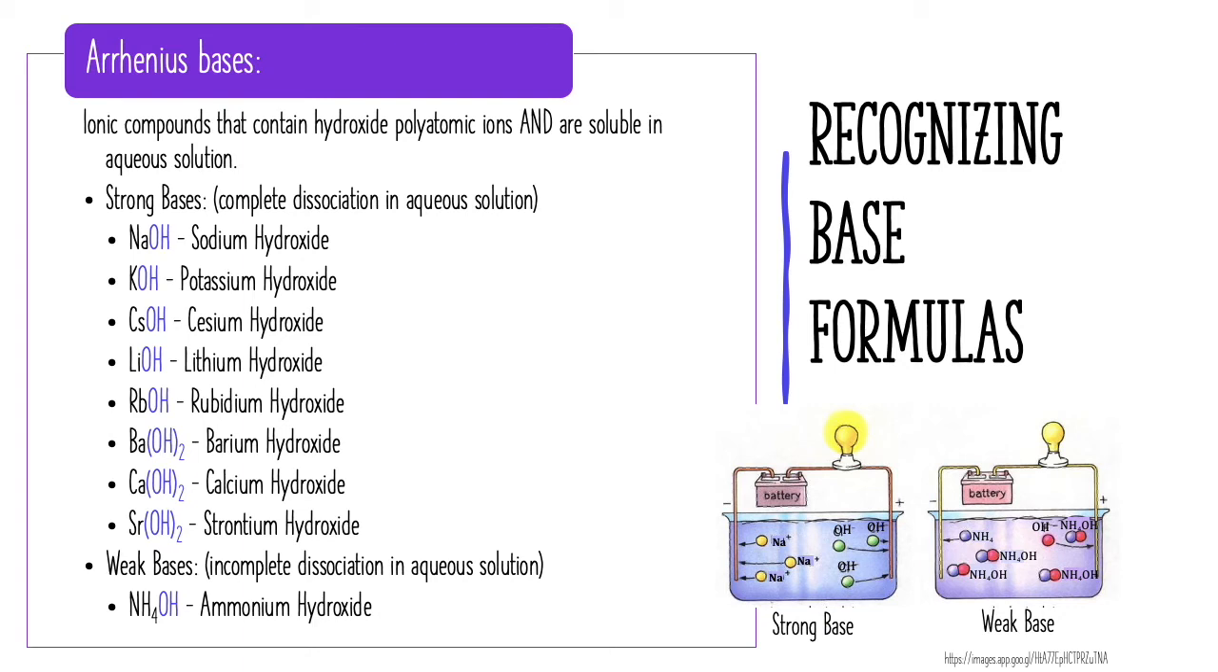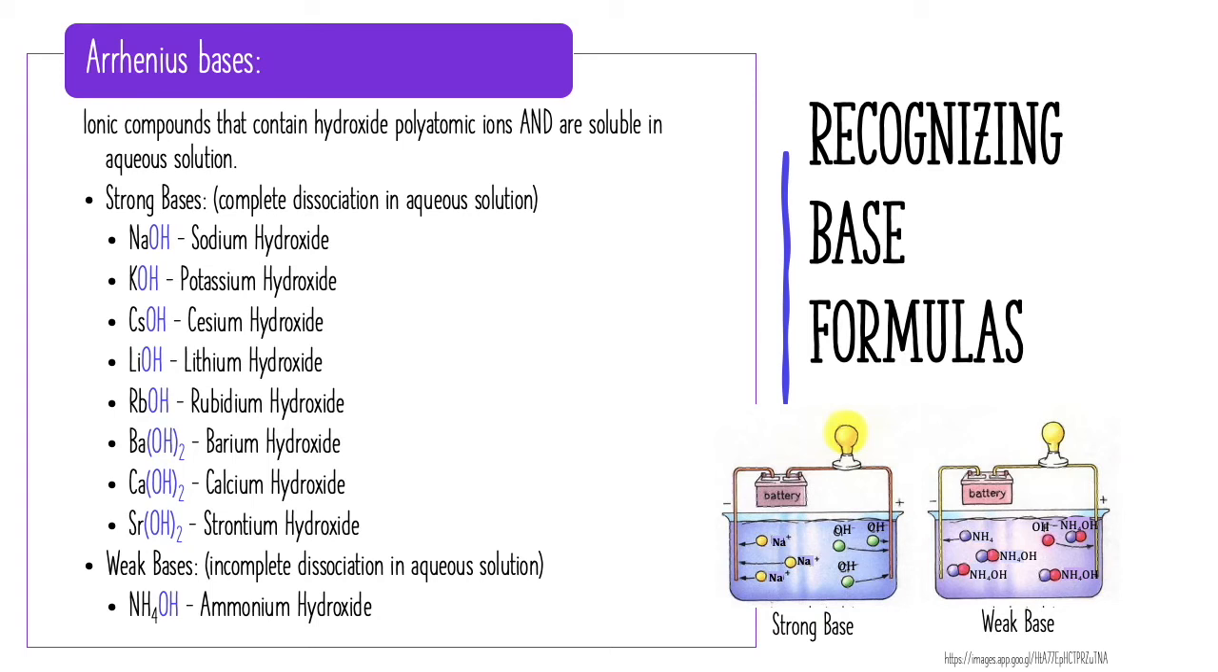So what I have listed here is a list of the most common strong bases. There are more than are listed here on this page, but these are the most common ones. And then I'm giving you an example of a weak base. And what separates the strong bases from the weak bases, just the same as the acids, is that strong bases will completely dissociate in aqueous solution.